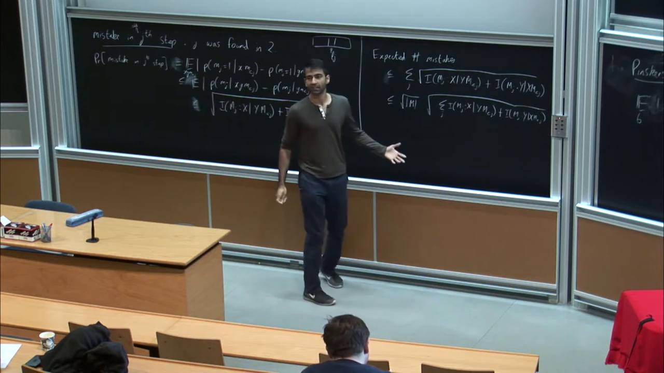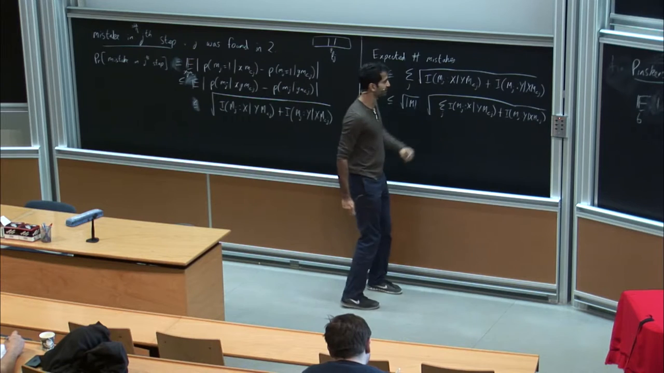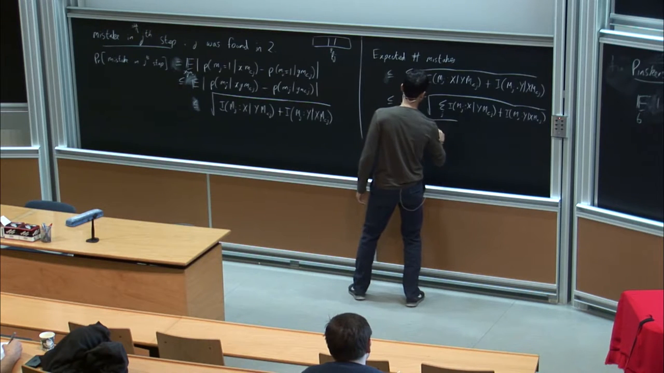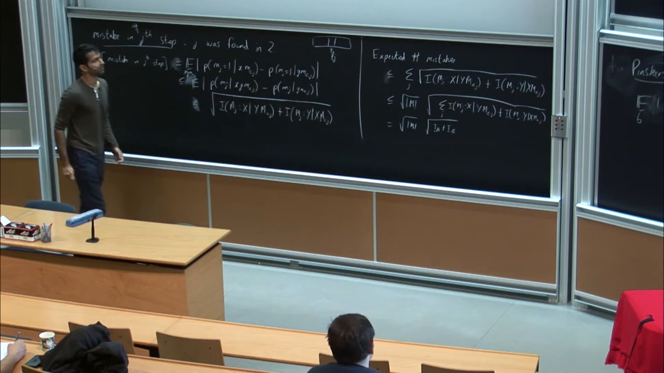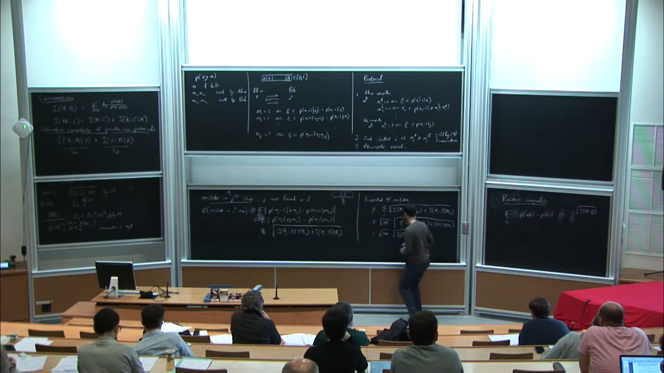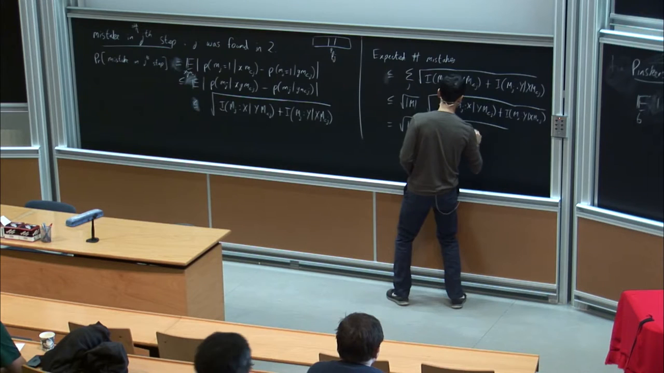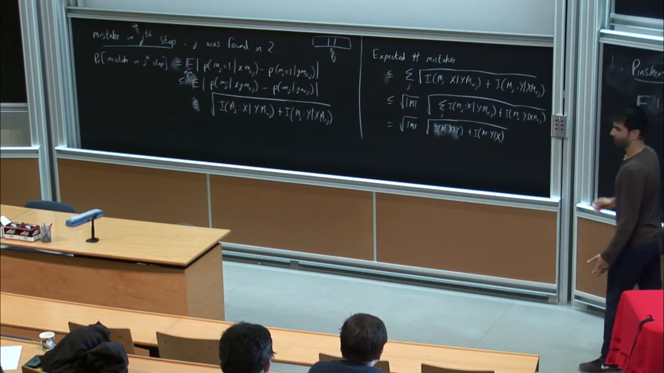Okay, and now we have, you know, the whole point is the information has a very nice chain rule. So these things add up, and that's equal to square root of m times square root of Ia plus Ib. Sorry, maybe I should be more explicit. So this is I of m with x given y plus I of m with y given x. And that's exactly what we wanted to prove.